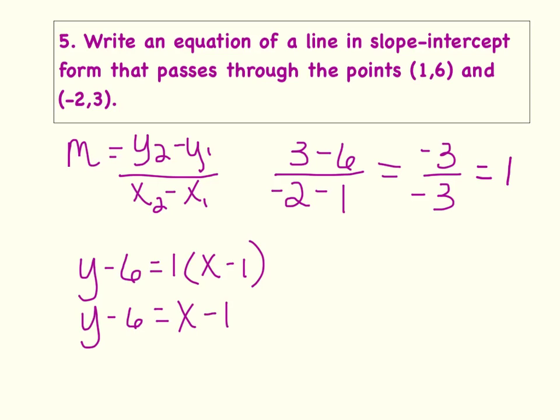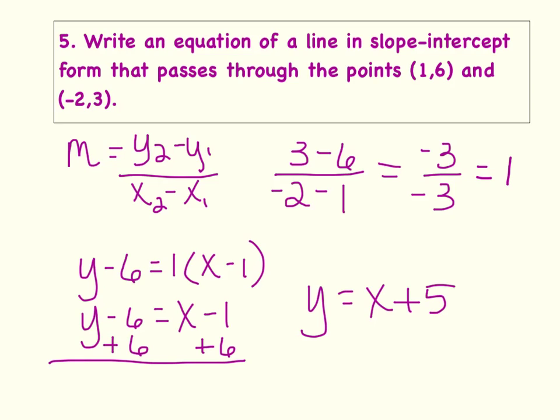I have one more step and then we're done. Add 6 to both sides and I end up with y equals x, and negative 1 plus 6 is 5, so x plus 5. So here you go. We've now answered our 5th example.